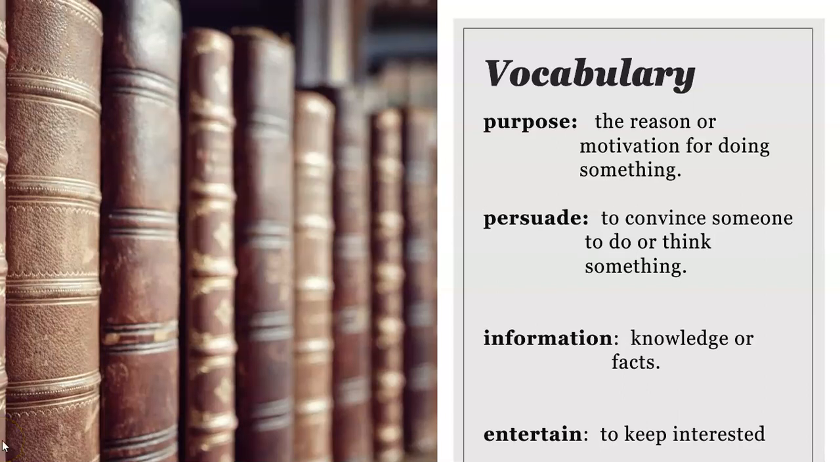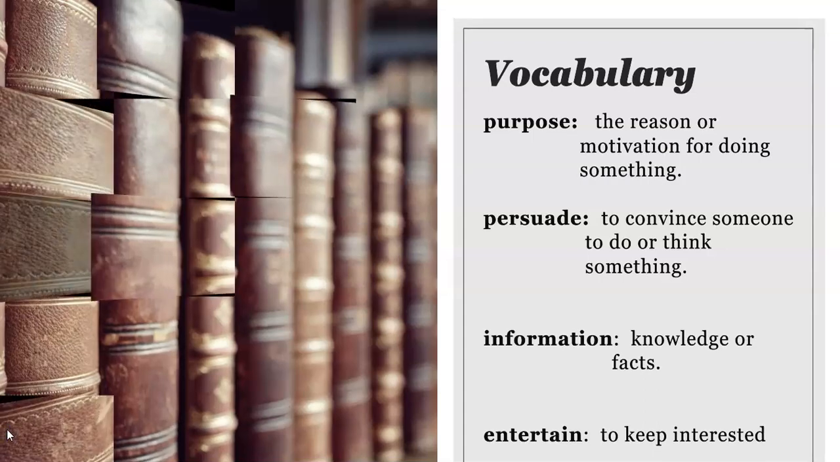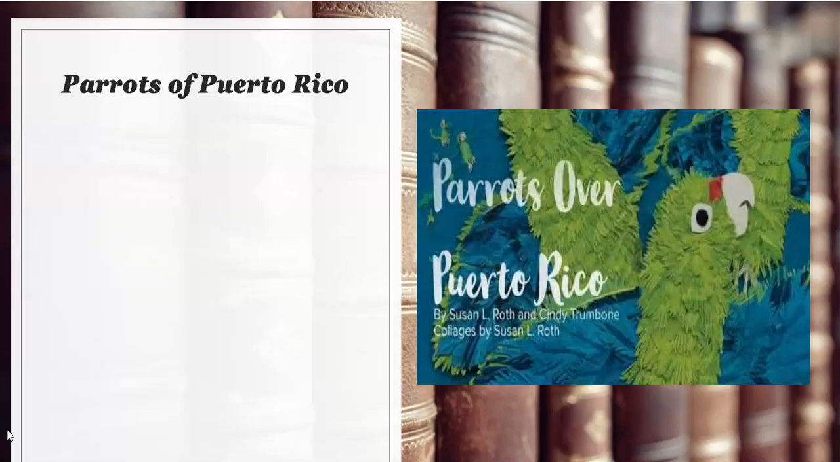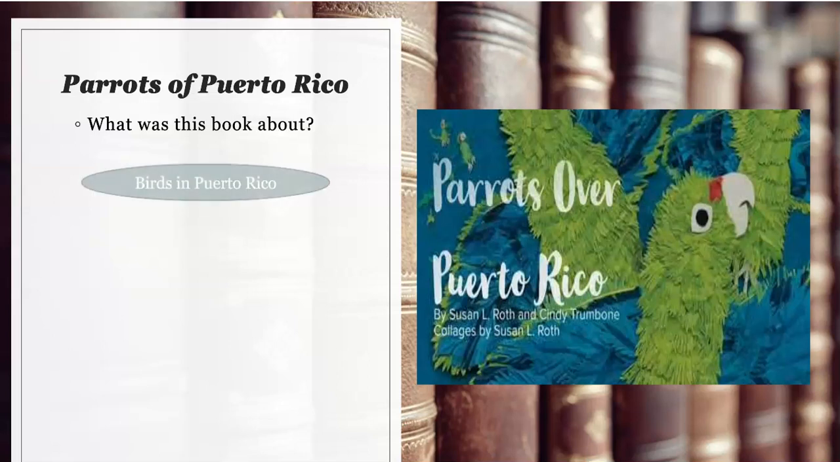So let's look at our first example of author's purpose. We're going back to Parrots of Puerto Rico. Think back to one of our IRAs. What was this book about? I bet if you're jogging your memory, you're like, oh yeah, Mr. Remedies, I know what it was about. It was about birds in Puerto Rico. It says it right there on the cover, and you would be correct. That's a very simple answer, but a correct one nonetheless.